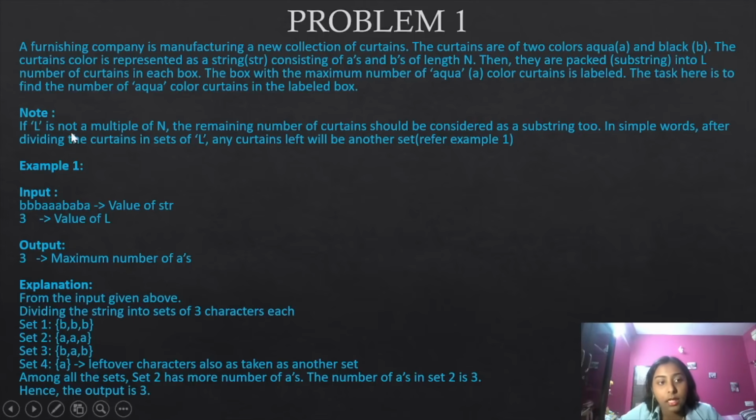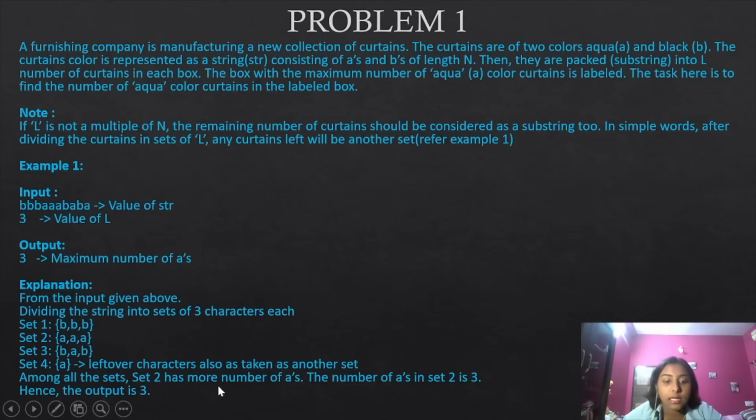What did my note say? If L is not a multiple of n. So obviously the size is 10, and L is 3. Is 10 a multiple of 3? No. What is remaining? 1. So that one curtain will be put inside a different box. So this A, the leftover character, is also taken as another set.